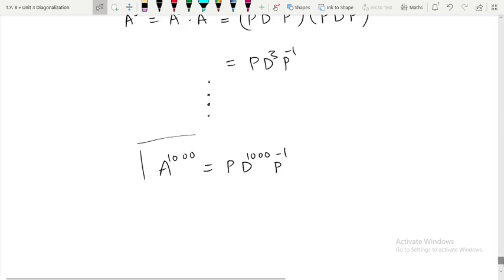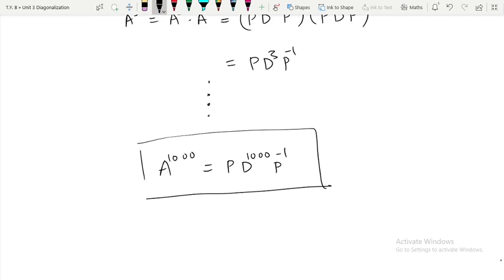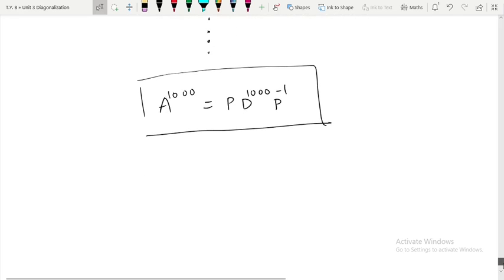I hope hereafter you can do the calculations. You already know P. Simply find P inverse, put the values and get the product. That will give you the value of A raised to 1000. Interesting, right? So this is a very beautiful application of diagonalization. So we'll stop here.